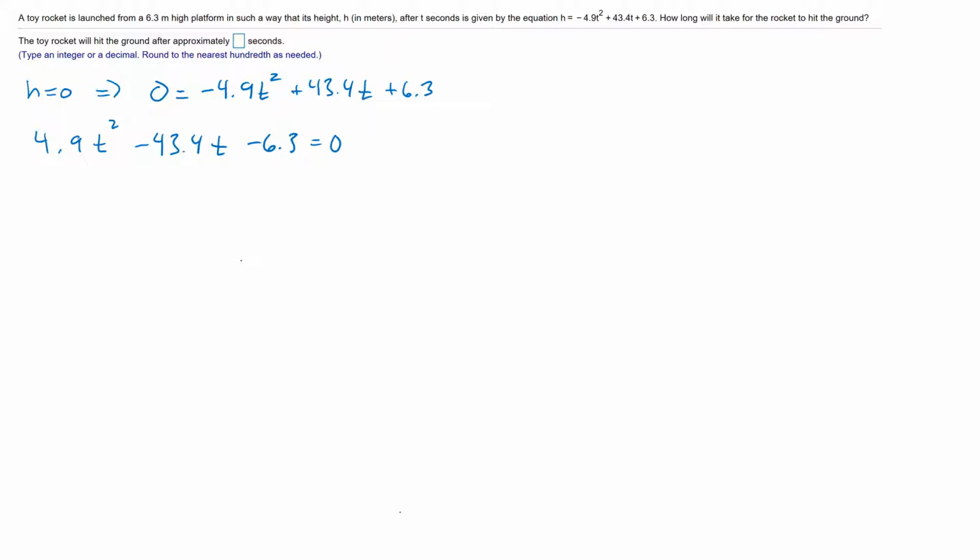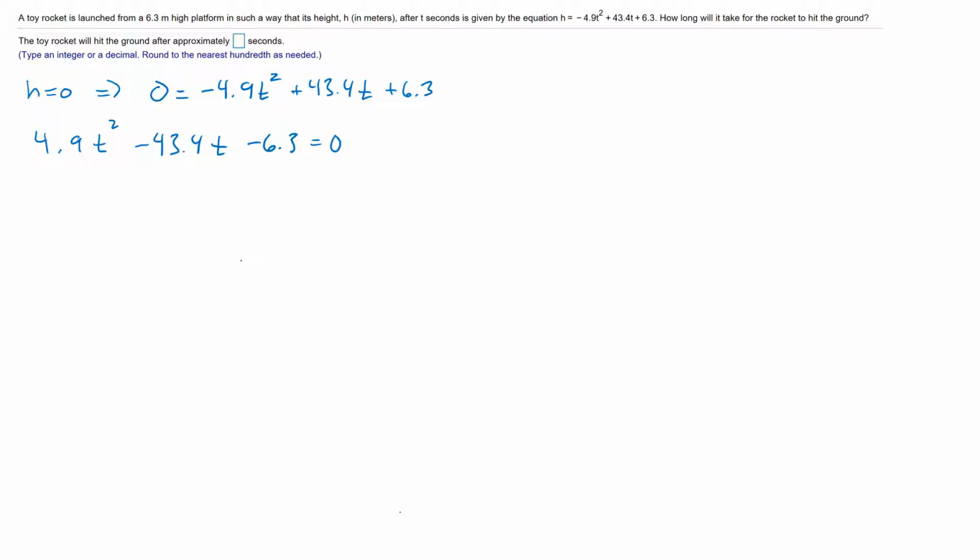Now to solve this equation, we actually have two choices. We could attempt to solve it by factoring, or we could use the quadratic formula. Sometimes when you have messy decimals like this, it's often preferred just to go straight to the quadratic formula. But when we have decimals, we can make an attempt at factoring.